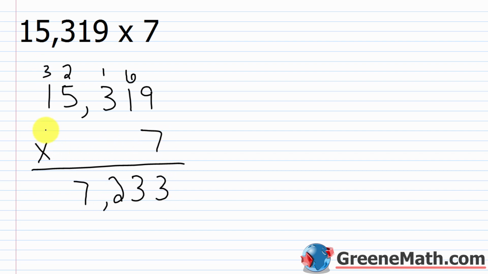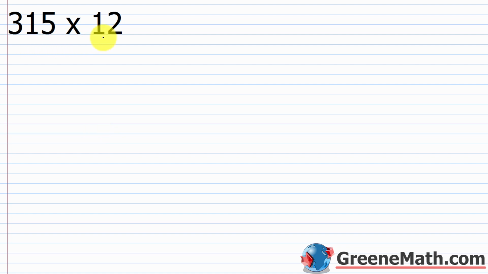And lastly, I have 7 times 1, that's 7. Then plus 3, that's 10. So I just write a 10 here. And we end up with 107,233. Okay, so up to this point, it's been pretty easy. And the reason for that is the number on the bottom has been a single-digit number. When we start multiplying a multi-digit number by another multi-digit number, the work gets more tedious.